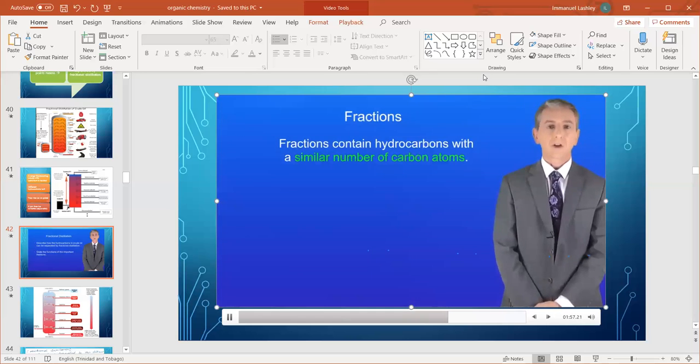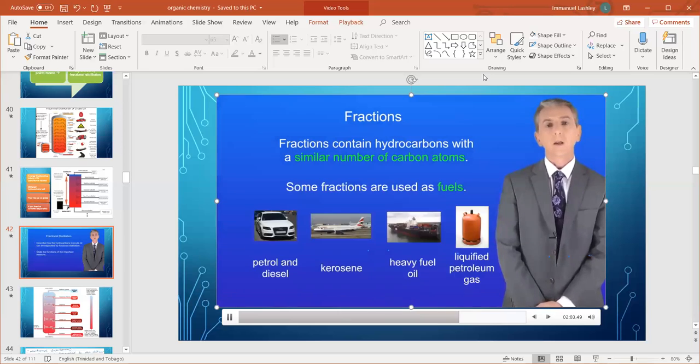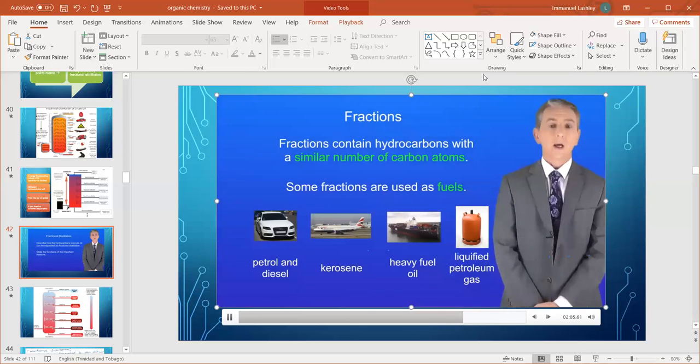Now, as we said, fractional distillation produces fractions. These contain hydrocarbons with a similar number of carbon atoms. Some fractions are used as fuels, and I'm showing you some examples here. Petrol and diesel are used to fuel cars. Kerosene is used as jet fuel. Heavy fuel oil is used to power ships, and liquefied petroleum gas is used in camping stoves. And we looked at how hydrocarbons are used as fuels in the last video.